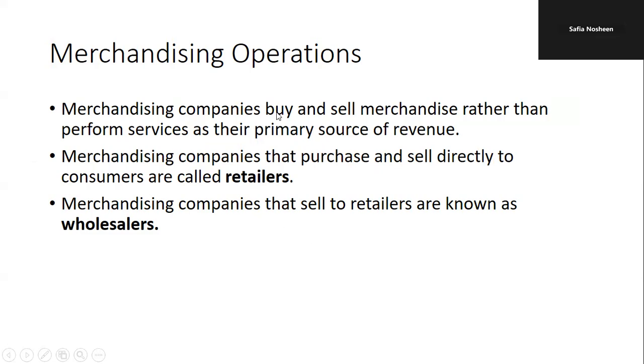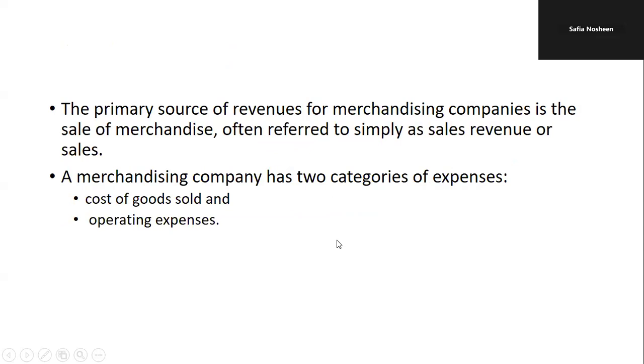Merchandising companies buy and sell merchandise rather than performing services as their primary source of revenue. Merchandising companies can be either retailers or wholesalers. Retailers sell directly to consumers, whereas wholesalers sell to retailers. The primary source of revenue in merchandising companies is the sale of goods, or inventory.